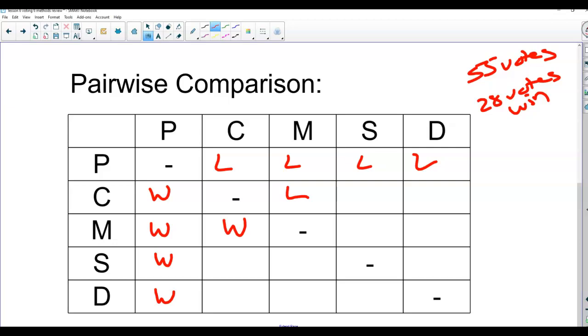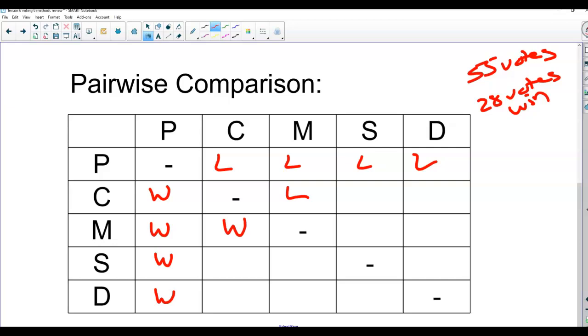C versus D. D wins the first column. C gets 12 votes in the second column, gets 10 votes in the third column, so it's at 22. D wins column 4. D wins column 5. Oh, I'm sorry. Whoops. I was doing M. My fault. Let me start that again. C versus S. My fault. C versus S.